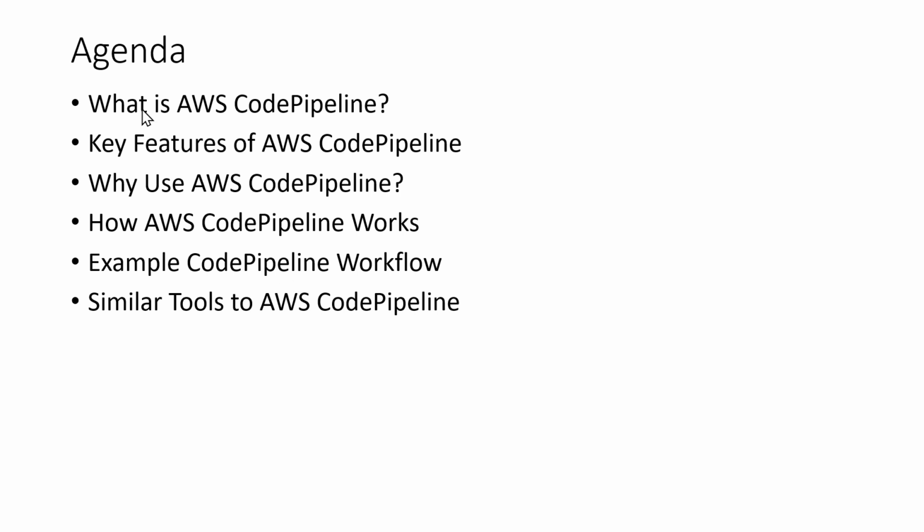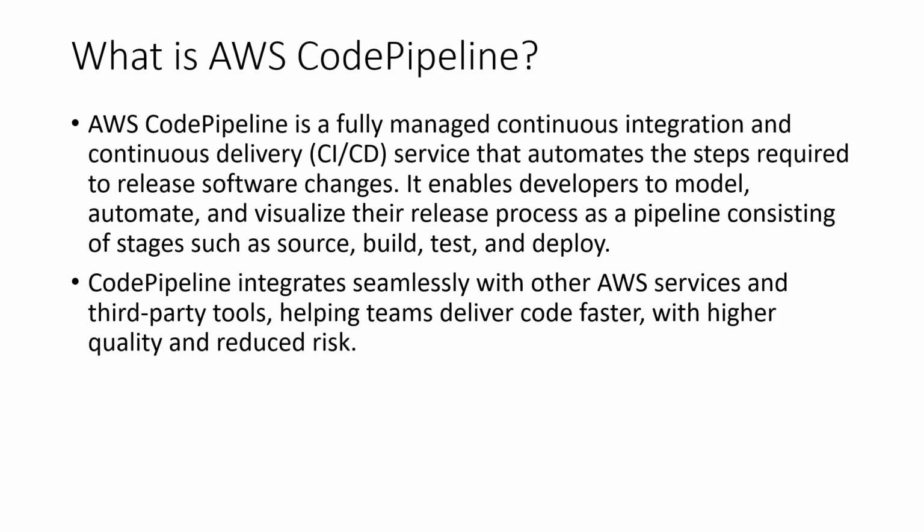We'll try to understand the main objective of this session and some key features, why we should use it, and how it is going to work. We'll come across some examples, along with similar tools to the pipeline. So let us start. What exactly is AWS CodePipeline?